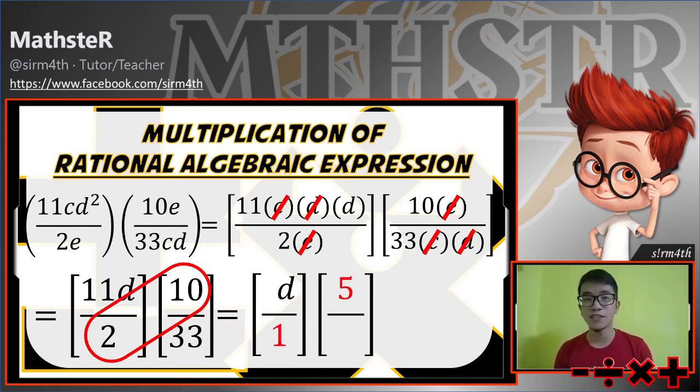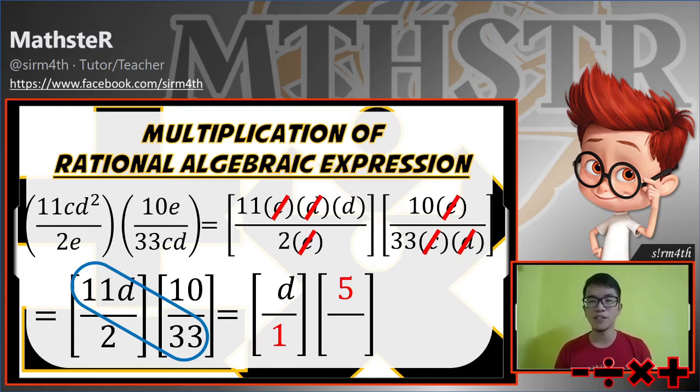Right after simplifying 10 and 2, let's proceed with 11 and 33, wherein the GCF of 11 and 33 is 11 itself. So 11 divided by 11, the answer is 1, and 33 divided by 11, the answer is 3. Okay, so from 11d over 2 and 10 over 33, yung fraction natin ay naging 1d over 1 times 5 over 3. Dun sa ating variable na 1d, pwede na yan maging d lang. Okay? Kahit wala nang 1 sa katabi, okay lang yon.